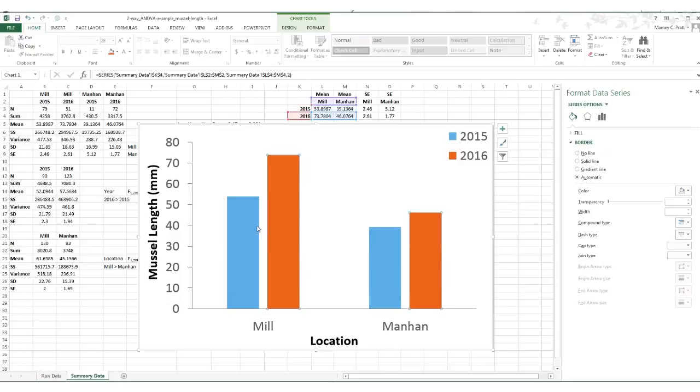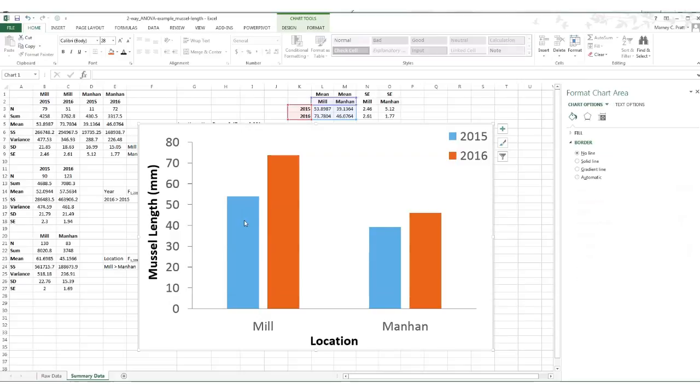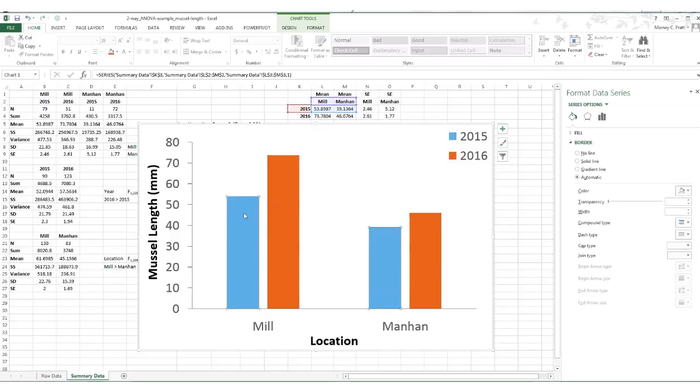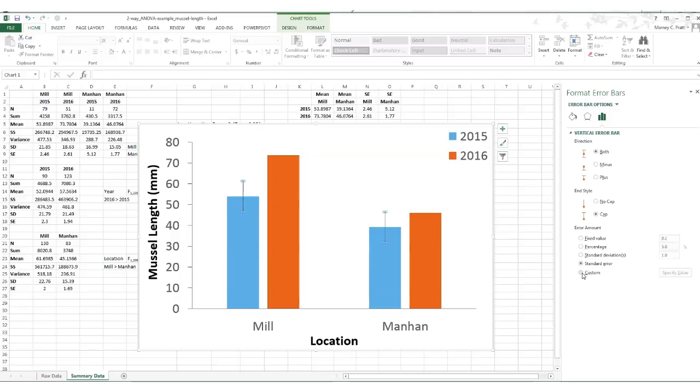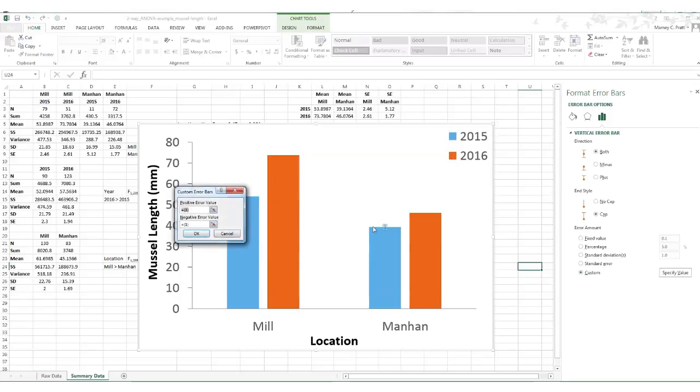And then we need to add our error bars. So let's start by clicking on the 2015 data. So you can see that both the blue bars are highlighted. I'm going to click on error bars. It puts in a default value of 1, which tells you nothing. So you need to click on more options and go to custom, specify value, get rid of these.